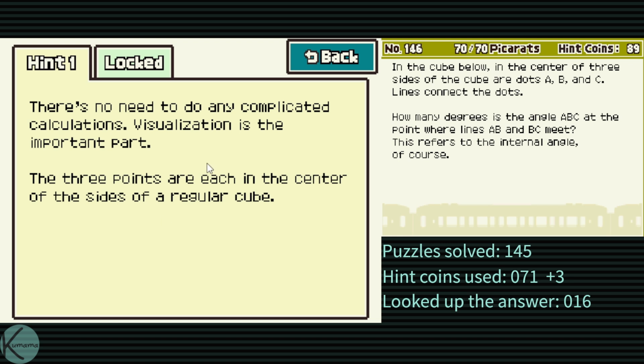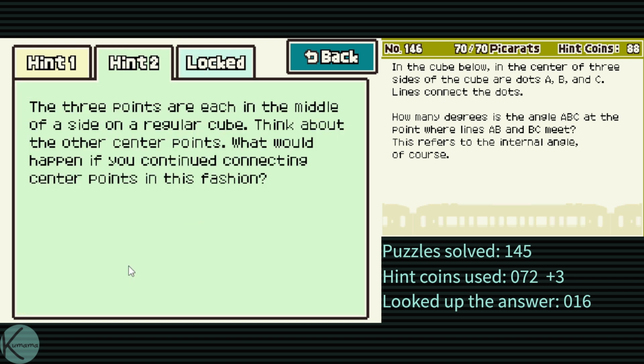There's no need to do any complicated calculations. Visualization is the important part. The 3 points are each in the center of the sides of a regular cube. The 3 points are each in the middle of a side on a regular cube. Think about the other center points. What would happen if you continue connecting center points in this fashion?